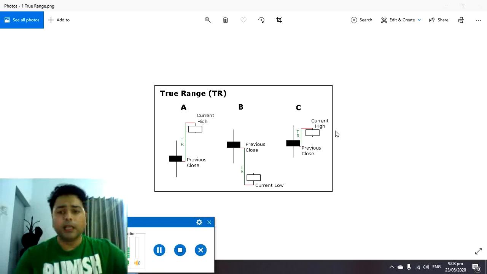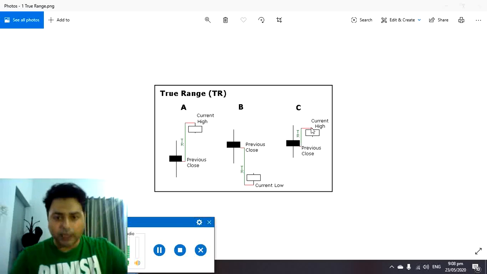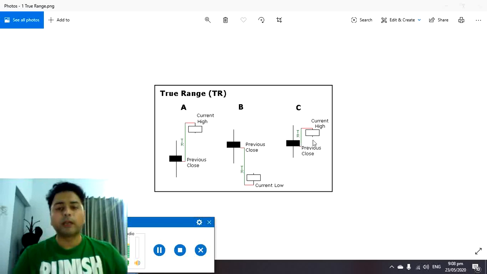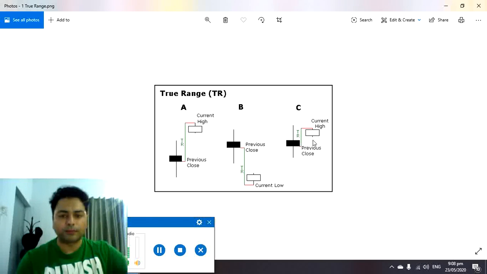Example C. Even though the current close is within the previous high-low range, the current high-low range is quite small, and in fact it is smaller than the absolute value of the difference between the current high and previous close. And this value is used as the true range.